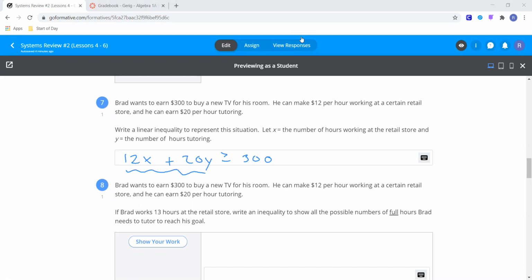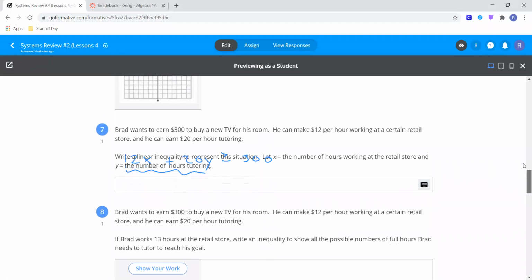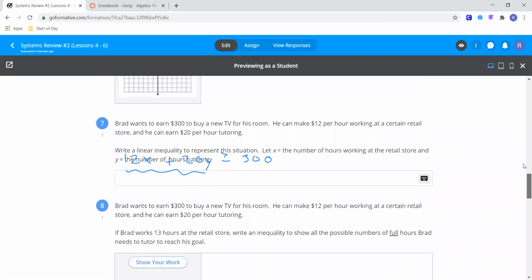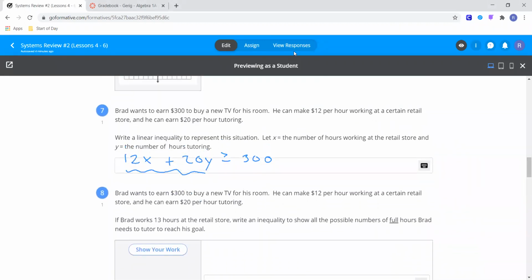I'm just going to jump right down to number 8 and leave that there because, again, they're connected. If Brad works 13 hours at the retail store, write an inequality to show all the possible number of full hours Brad needs to tutor to reach his goal. So 13 hours at the retail store.